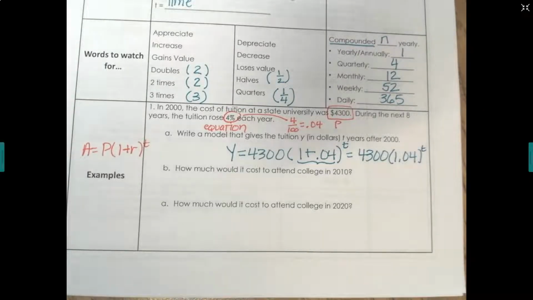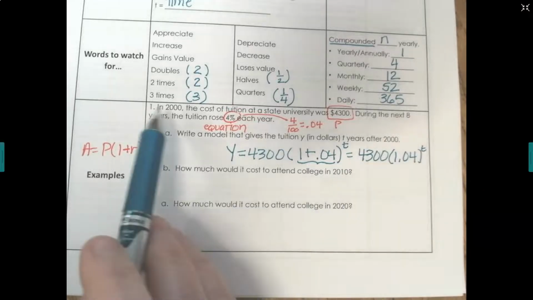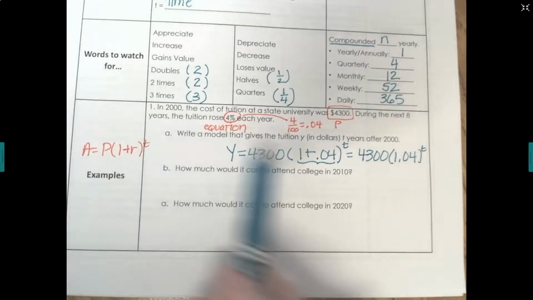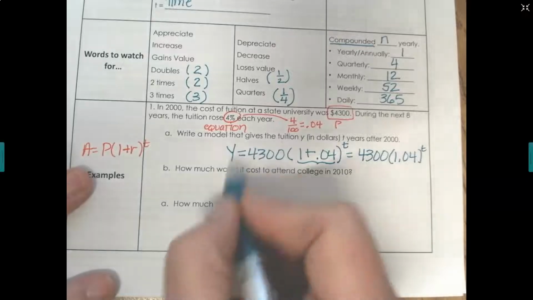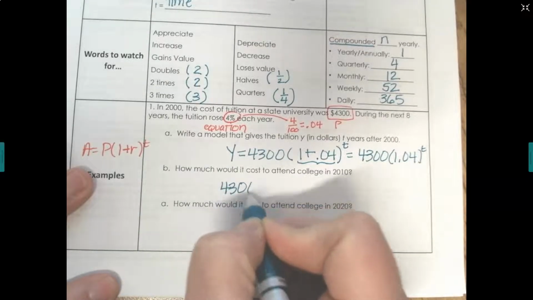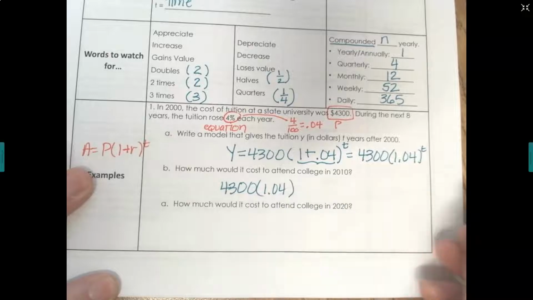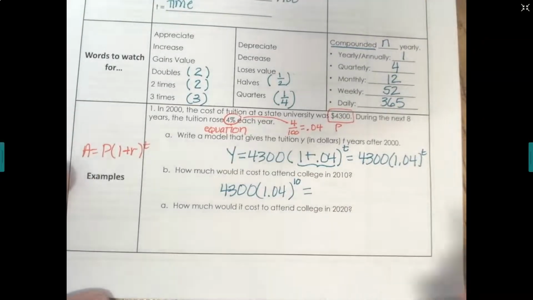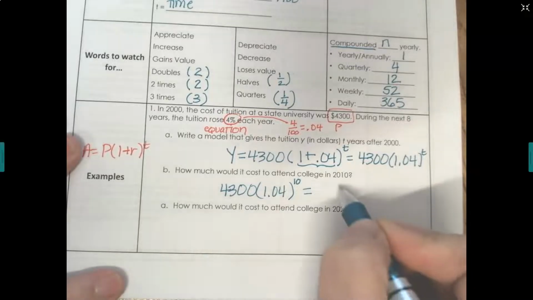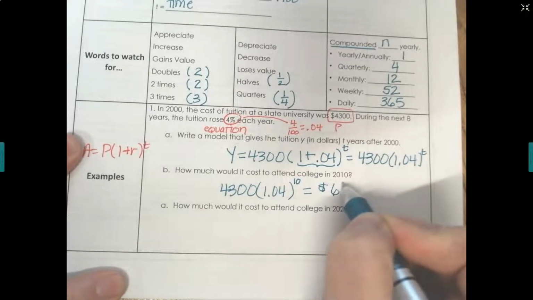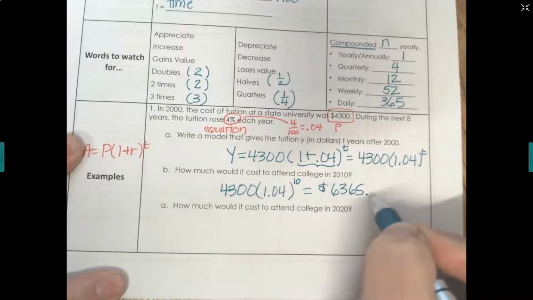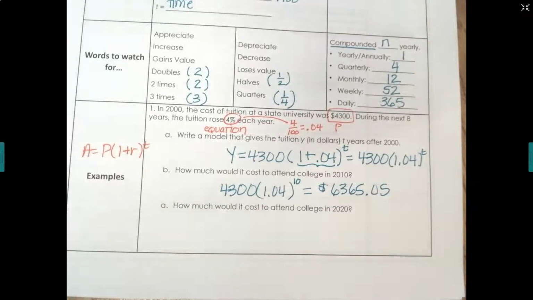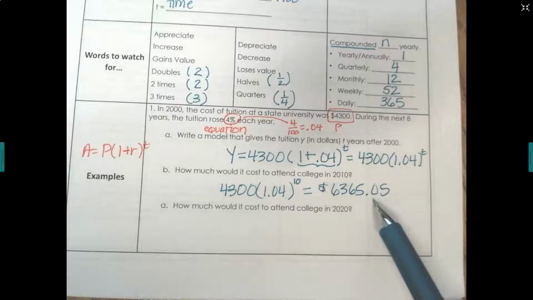All right, now how much would it cost to attend college in 2010? Well, this equation is built from 2000. So 10 years have passed from 2000 to 2010. So we're going to take our equation, and our time value here is 10 years. So we're going to plug in 10. Okay, when we put this into our calculator, you will get an answer of $6,365.05. Your calculator, money is 2 decimal places, so look in your calculator, look at 3 decimal places out and round the second one appropriately.